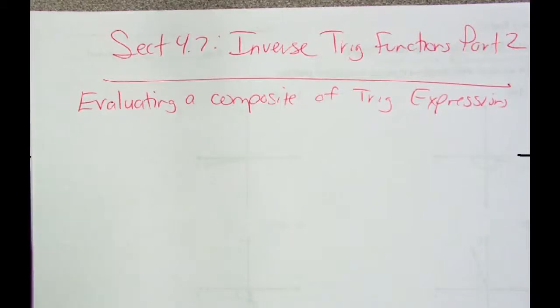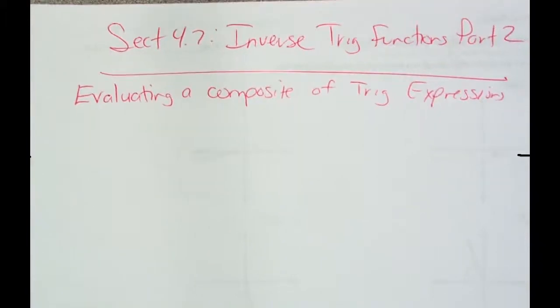So these directions are the same as yesterday where we ended up: evaluating composite trig expressions. I want to start with where we ended because it's now going to be a little bit different.